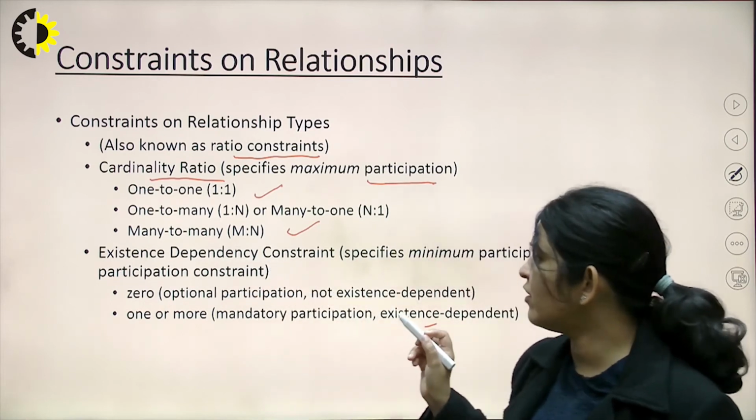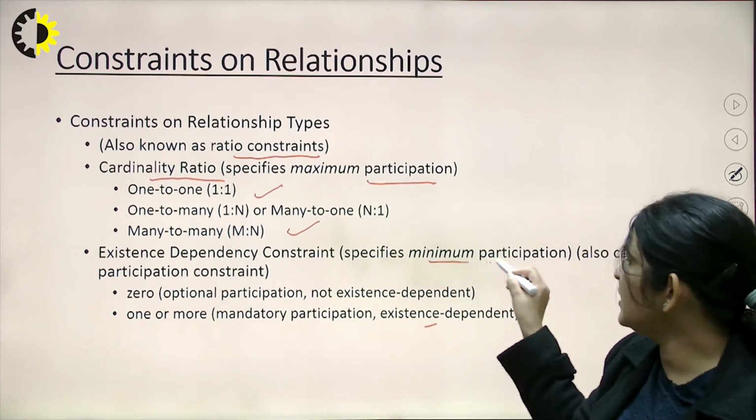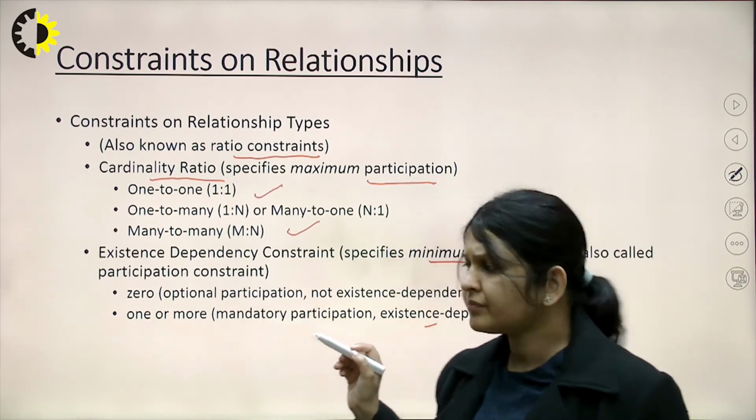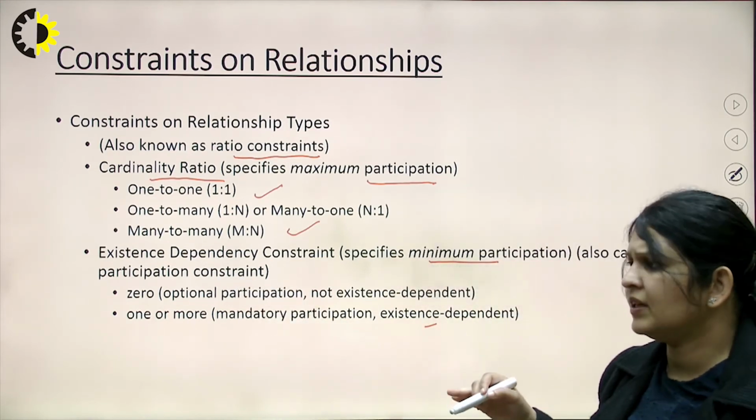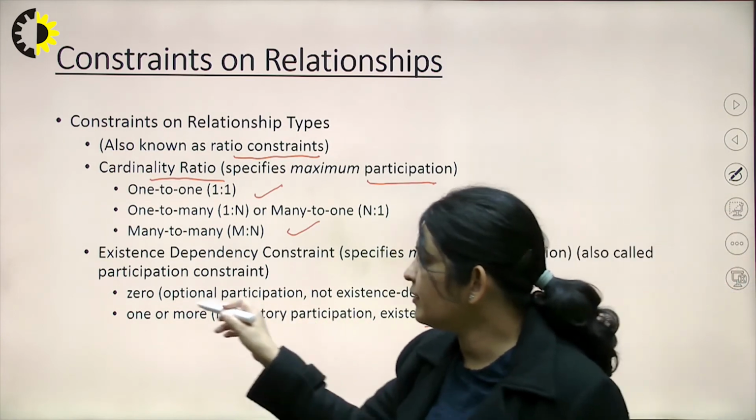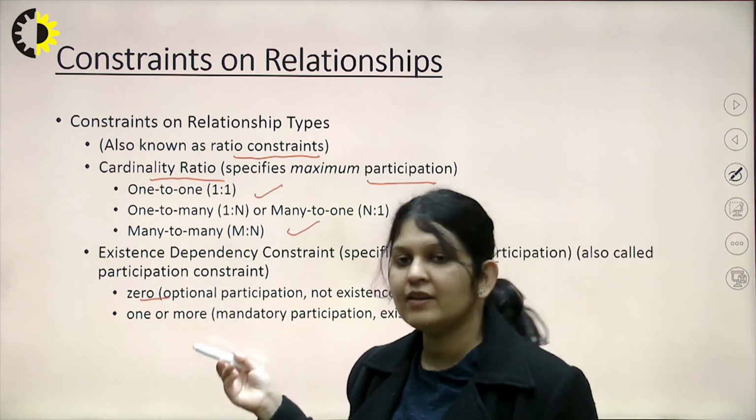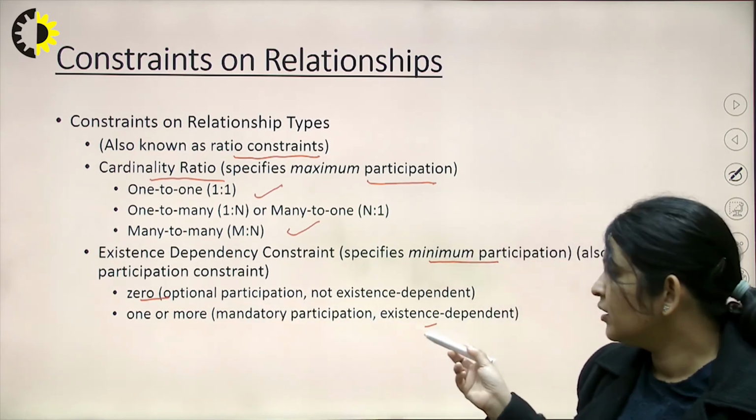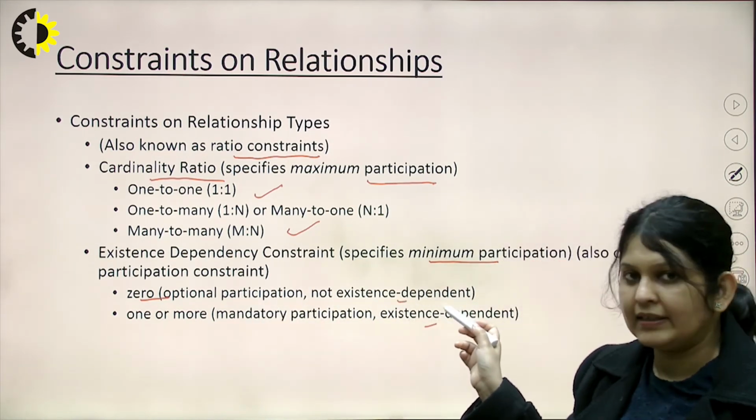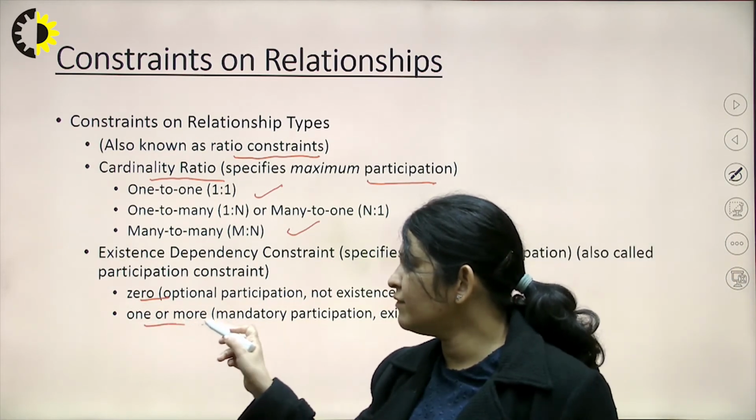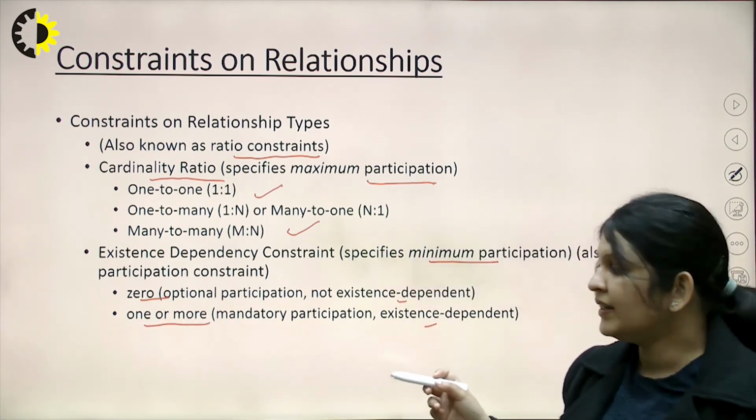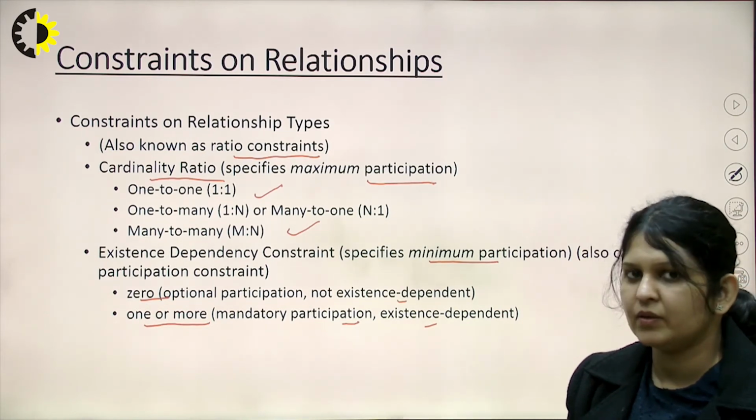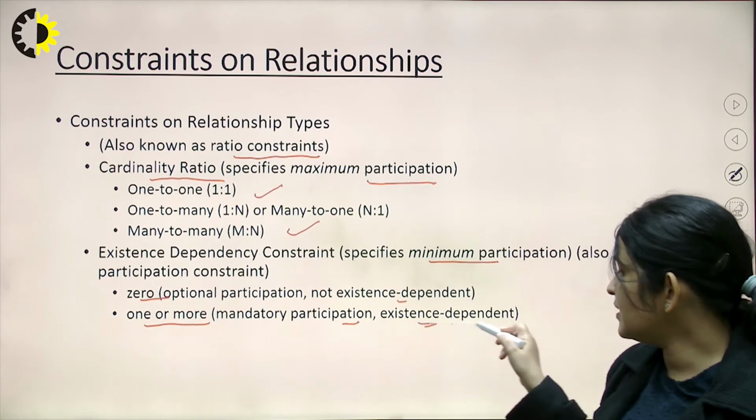Existence dependency constraints specify the minimum participation, also called the participation constraint. An entity can be in relation with another entity, or it can have zero participation. This is also called optional participation or not existence dependent. Then they may have one or more, that is mandatory participation, meaning the entity would definitely participate in that particular relation. Existence dependent.